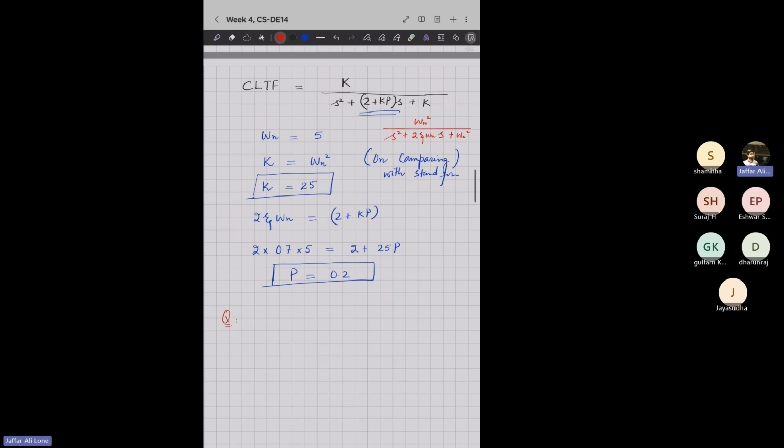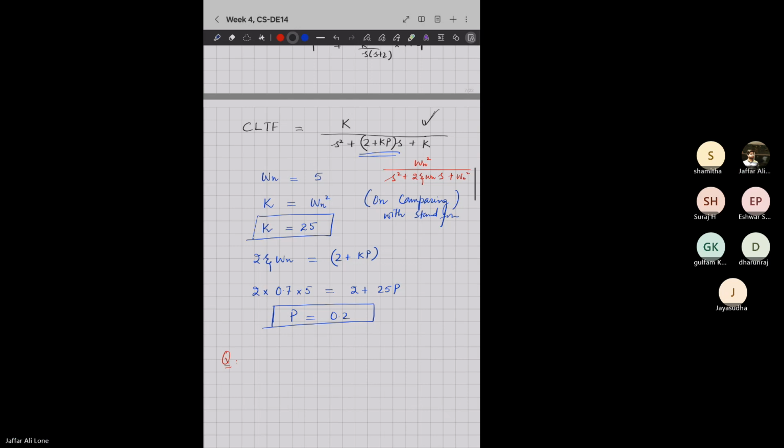Okay. See, until here, it is straightforward. You got the transfer function. Now you compare it with standard transfer function. Then this 2 plus Kp will be equal to 2 zeta omega n. That's what I wrote here. 2 zeta omega n is equal to 2 plus K into P. K is different, P is different. I know the value of zeta, I put in 0.7. I know the value of omega n, I put in 5. I know the value of 2 is 2 as it is. I have also calculated K as 25. P is unknown. So just multiply.